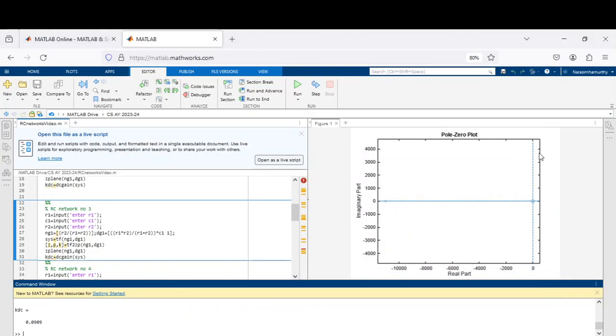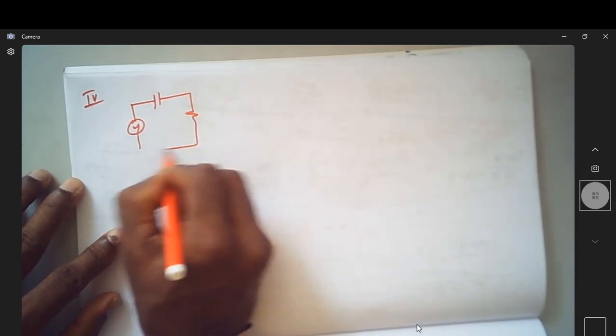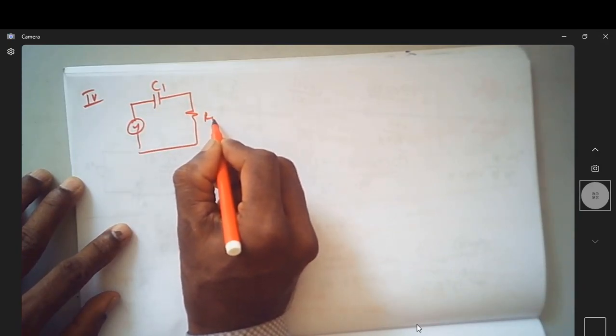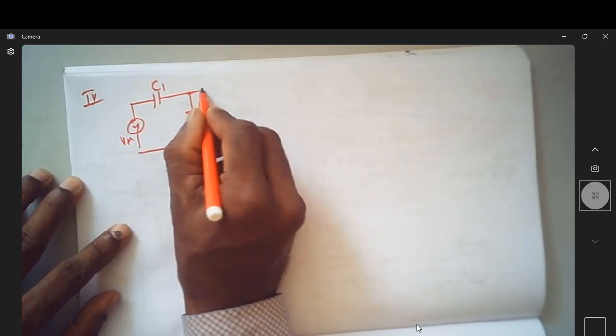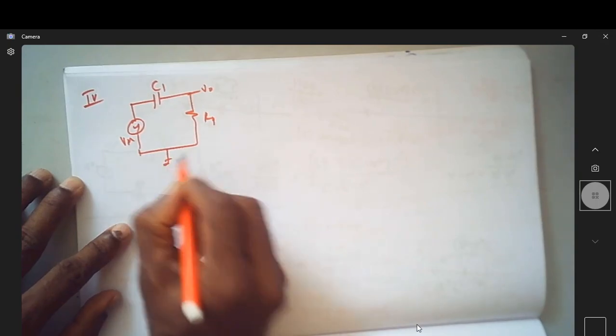Now let us move on to the next circuit. These are the circuits for which we already saw the transfer function. Now we are looking into where the poles and zeros are, what the DC gain is, how a pole comes, how a zero comes. This is the fourth circuit. So this is my circuit now: this is C1, R1, this is V in, V0, this is reference.